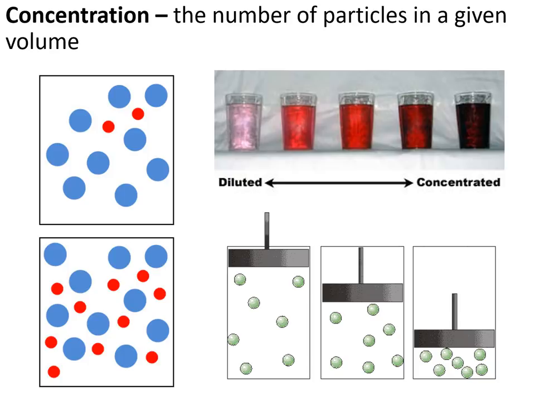We need to understand how substances enter and leave cells. And in order to do that, we need to understand the concept of concentration. Concentration is the number of particles in a given volume. And we all sort of understand this from our experience of making up Ribena.